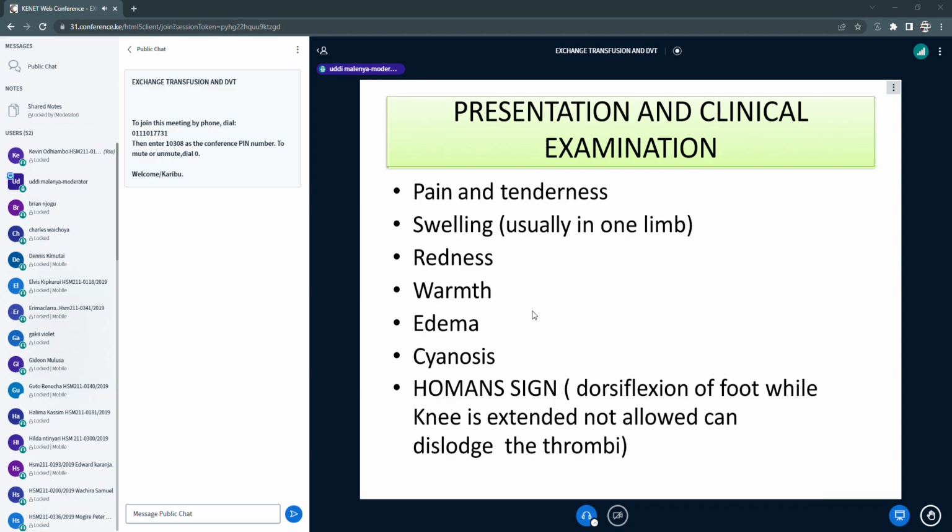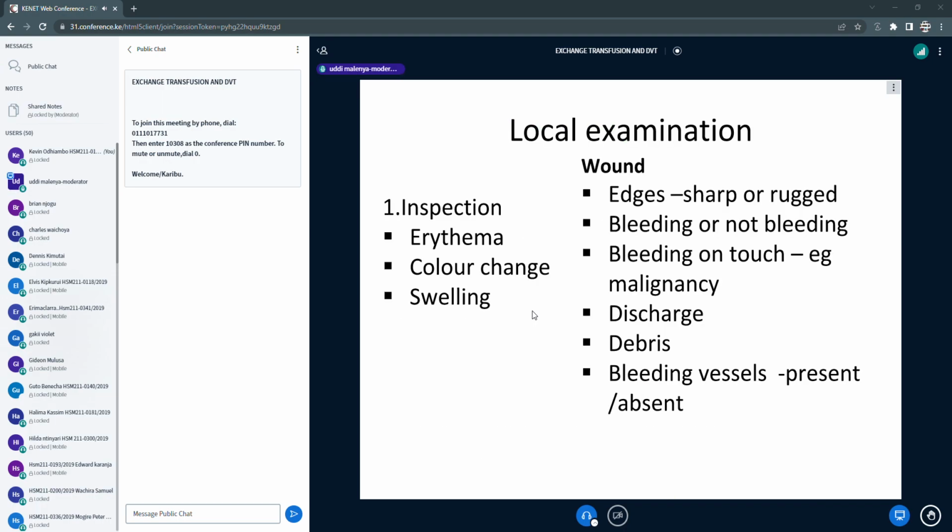deep venous thrombosis. The presentation of DVT will have typical features, and this includes pain and tenderness, swelling, especially unilateral, redness, warmth, edema, sometimes cyanosis. When you do your Homan sign, where there is dorsiflexion of the foot while the leg is extended, usually this one is not advised because it can dislodge the thrombi. Then you have a positive Homan sign.